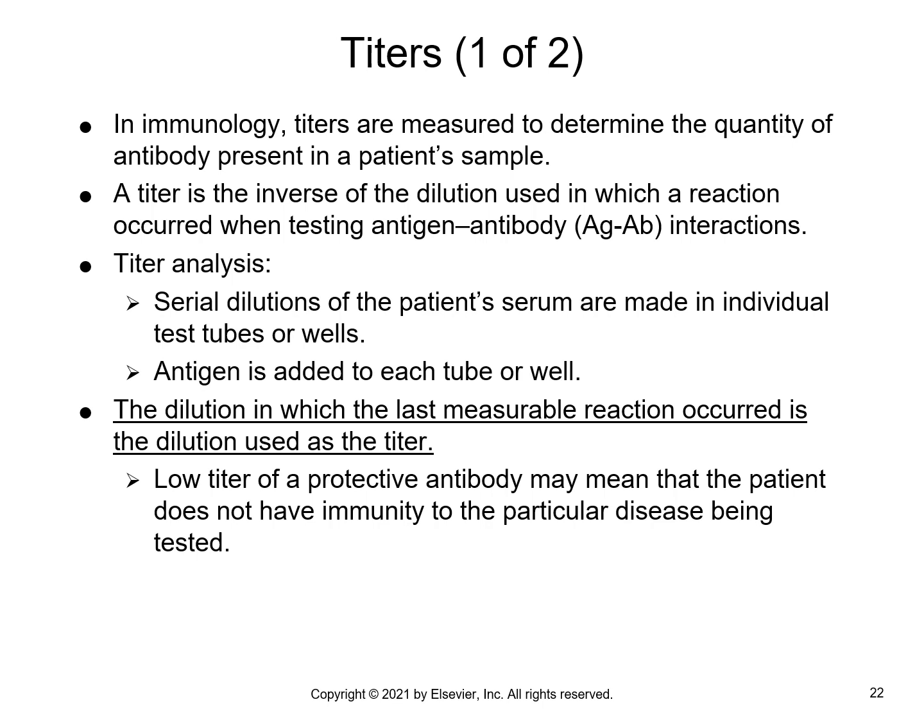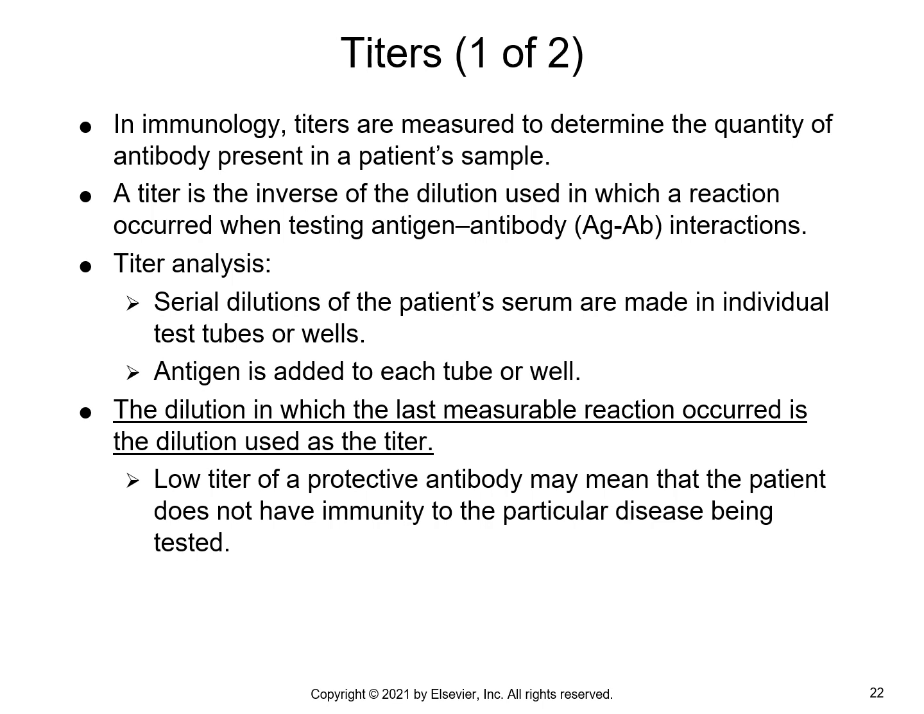What we're looking for is whether or not we have a reaction in the tubes. Once you do the dilution of the patient's sample into those tubes, you're going to mix that dilution with some sort of antigen and see if you get some sort of reaction. The dilution in which the last measurable reaction occurs is the actual dilution that you report out as part of your titer. A low titer of a protective antibody may mean that the patient does not have immunity to a particular disease that you're testing for.